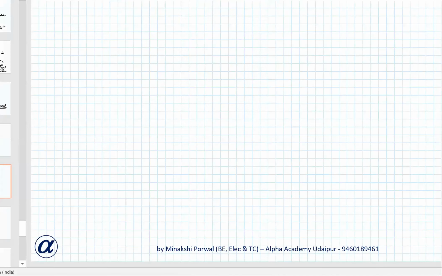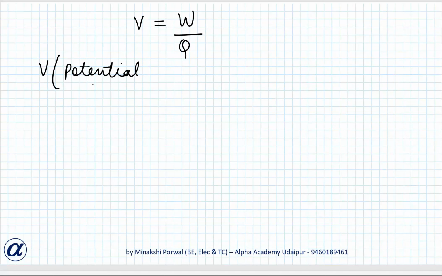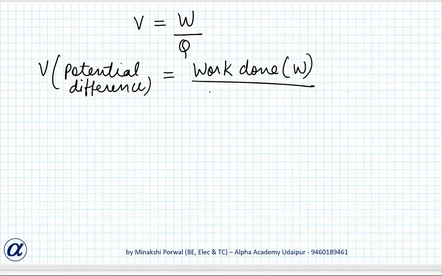So potential difference V in terms of work and charge can be written as V equals to W upon Q, where V is potential difference, W is work done, and Q is charge. Now SI unit of potential difference is volt.